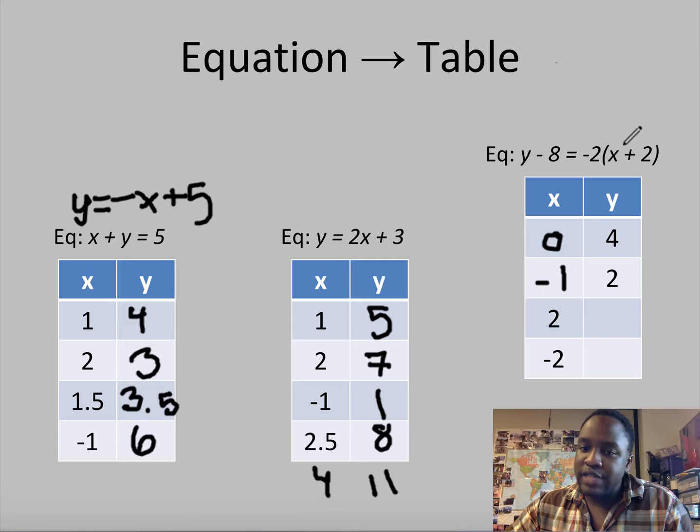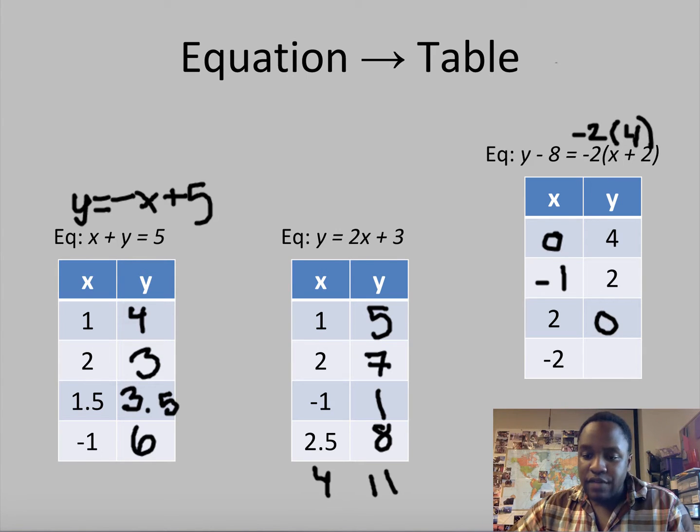2 plus 2 is 4. Negative 2 times 4 is negative 8. So y minus 8 equals negative 8. We add 8 to both sides of the equation, and we get y is equal to 0.